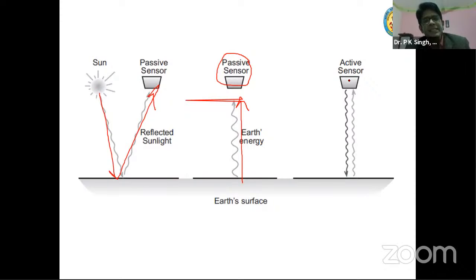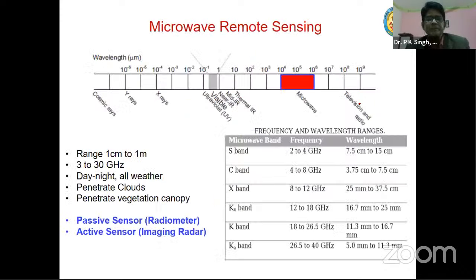And active sensors throw their own energy, it reacts with the surface, then comes back, and it records the total impulse sent and how much time it took to go to the Earth's surface and come back. Accordingly, the total height and other characteristics are recorded. This is the basic principle. Okay.